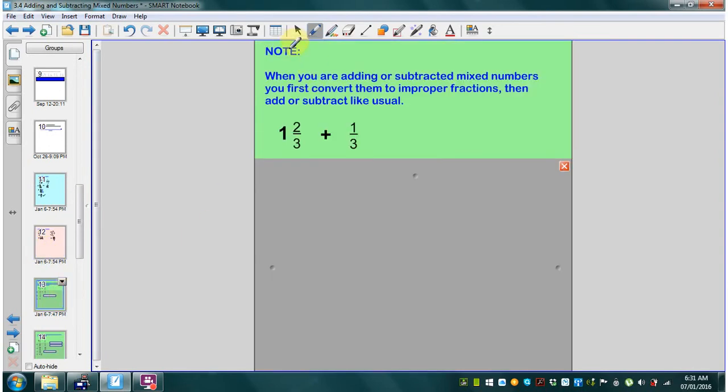Okay, so I want you to quickly write down this note. When you are adding or subtracting mixed numbers, you first convert them to improper fractions, then add or subtract like usual. So we're just adding a step into what we usually do. Okay, so we have this example here. You can see we're not used to seeing mixed numbers here. But don't get confused. You know how to change this to an improper fraction, and when you have an improper fraction, this looks a lot easier if we just use our steps. So take a second, write this down, and then we'll go through it together.